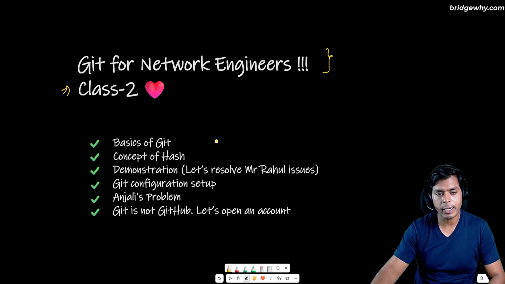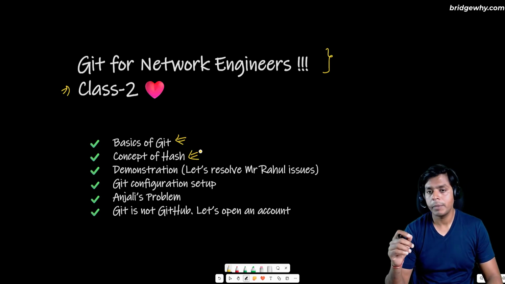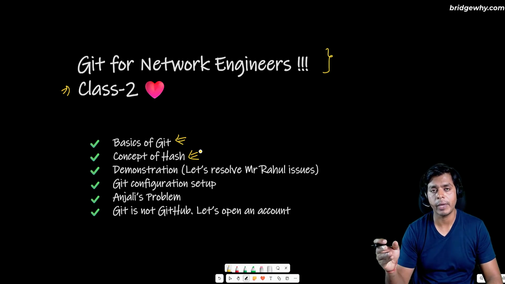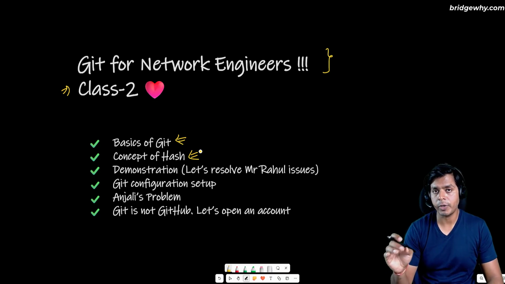But to understand that, we need to understand the basics of Git. We need to understand the concept of hash. If you are from a network security background, believe me, hashing is simple for you. Otherwise, it is anyway simple. If you do not know anything about hash, we will be talking about it. In the basics, I will be talking about the architecture of Git. So do not worry, architecture is very, very simple.